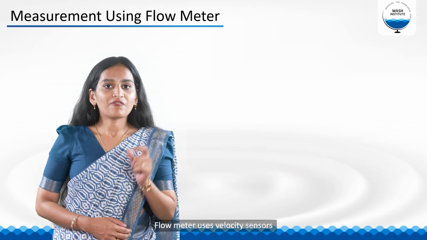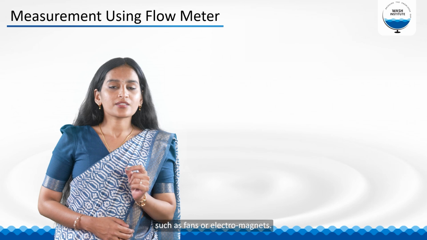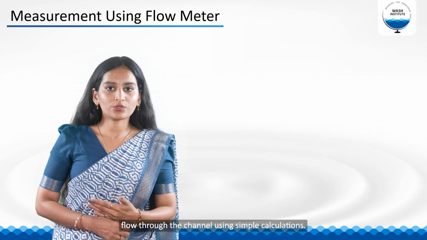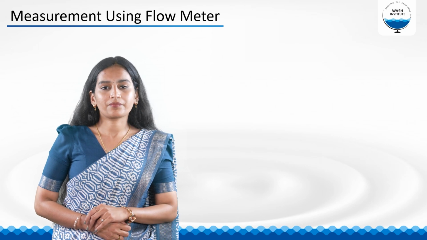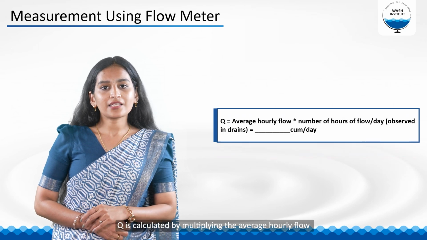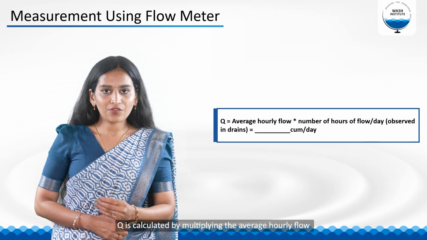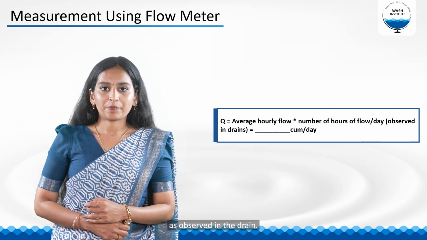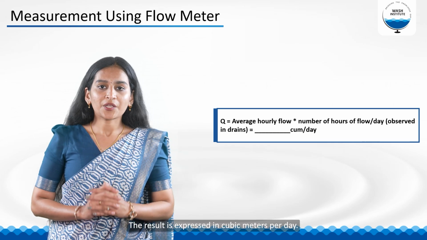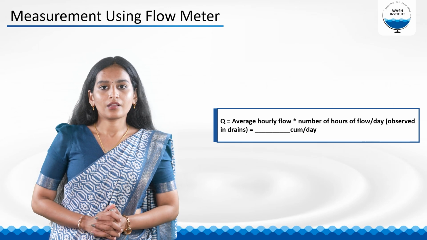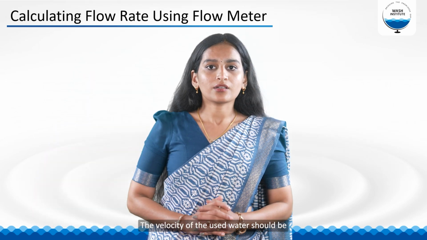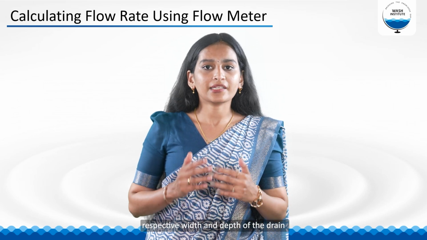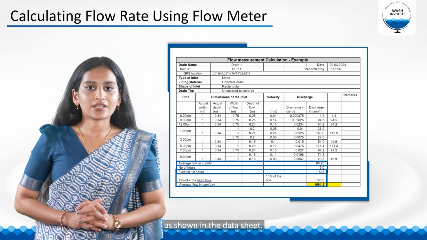A flow meter uses velocity sensors such as fans or electromagnets. These velocities can then be used to calculate the flow through the channel using simple calculations. Q is calculated by multiplying the average hourly flow by the number of hours of flow per day, as observed in the drain. The result is expressed in cubic meters per day. The velocity of the used water should be monitored several times during the day for the respective width and depth of the drain as shown in the data sheet.